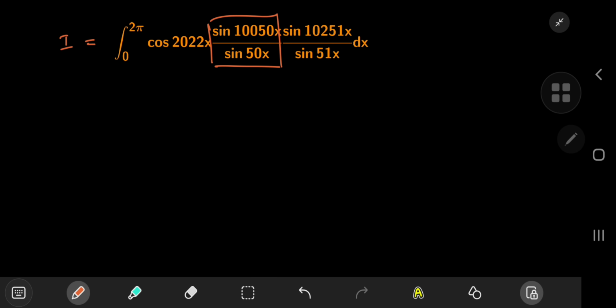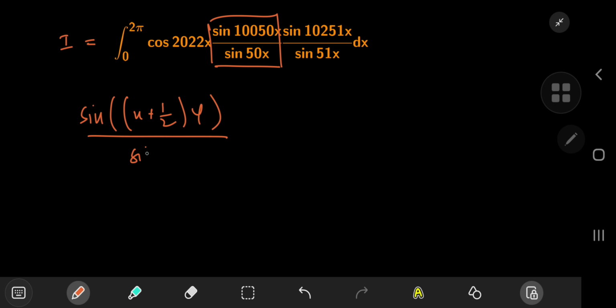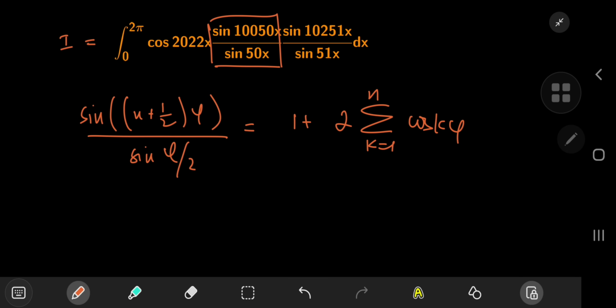Anyway, there's a reason they're highlighted, because these are the perfect structures for using the Dirichlet kernel, which is a wonderful relation stating that the sine of n plus 1/2 of phi divided by the sine of phi by 2 equals 1 plus 2 times the sum over k from 1 to n of the cosine of k times phi. So let's work out what exactly phi and n are here. Well, you have sine 50x, right? So that means phi should be 100x, so that you get this sine 50x term down here. So replacing phi by 100x, you can write this as 100kx.